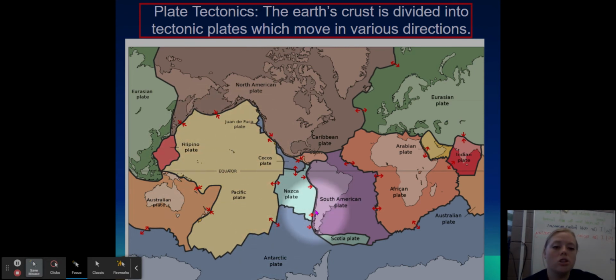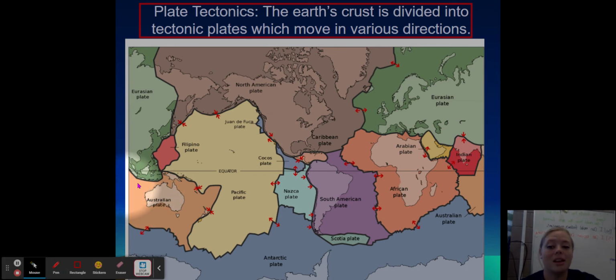And so we're not just moving in one direction, because if we were moving in one direction, we would be moving in the same direction all the way around the globe, and they wouldn't crash into each other. But that's not the case. These plates are kind of moving sporadically.